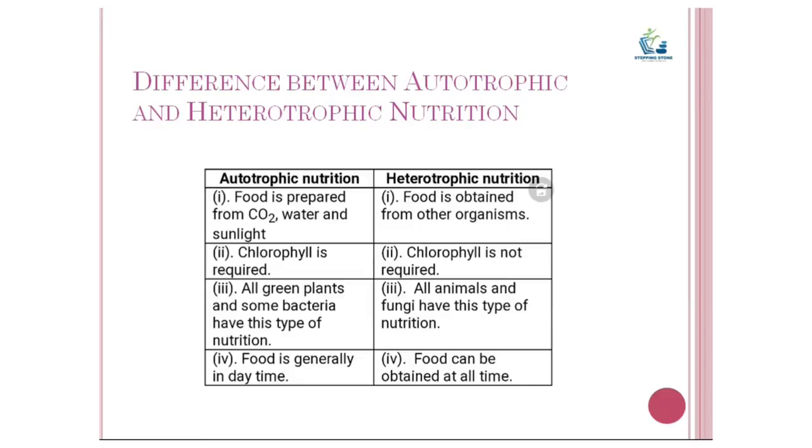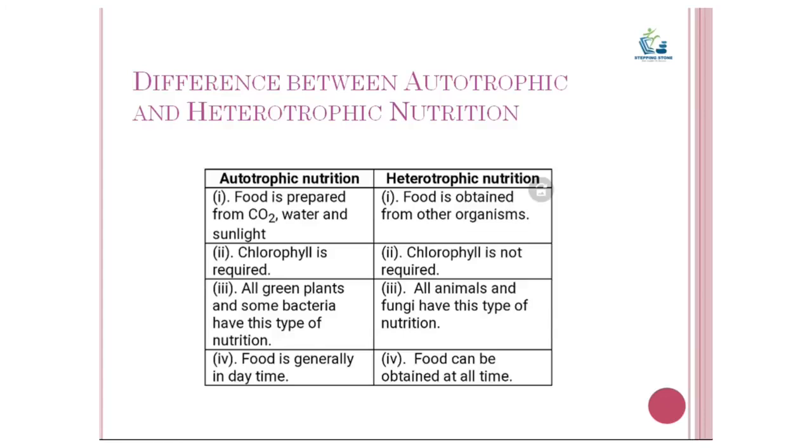So, the difference between autotrophic and heterotrophic nutrition. Autotrophic means self-nutrition. In autotrophic nutrition, the organism makes its own food from inorganic raw materials present in the surroundings, like carbon dioxide, water and sunlight energy. Where do you see this type of nutrition? In plants, right? Plants make their own food from carbon dioxide, water, sunlight by the process called photosynthesis.